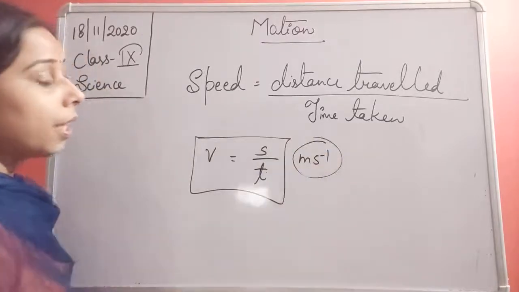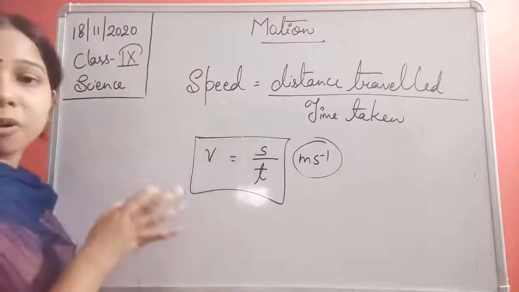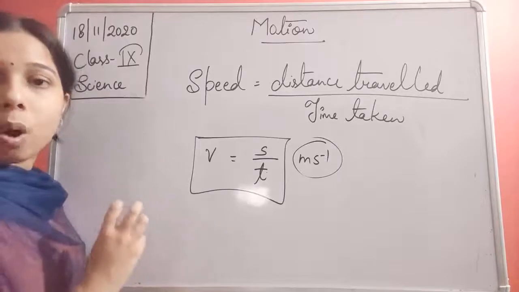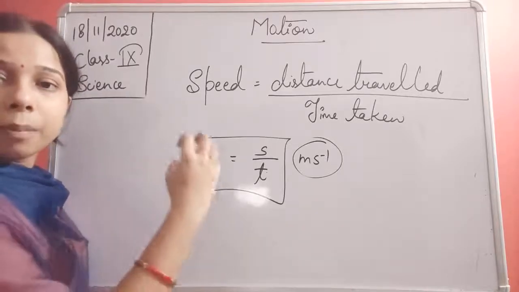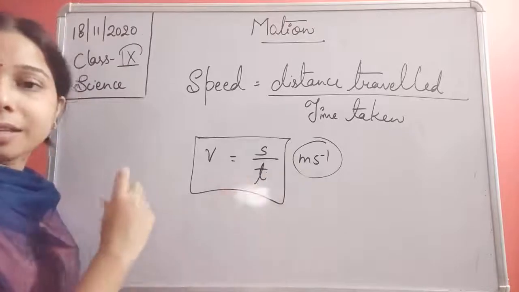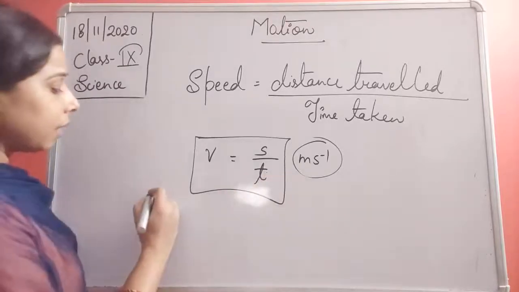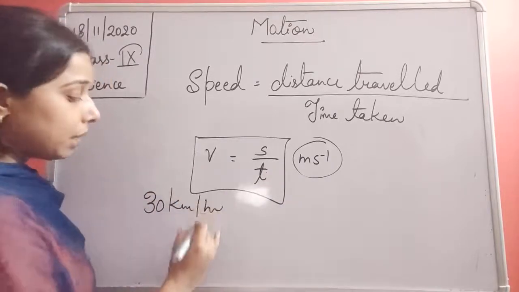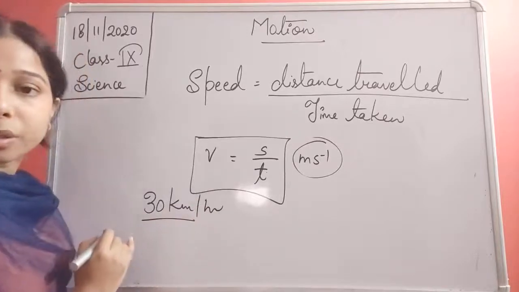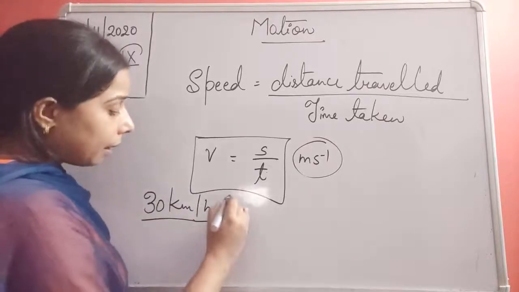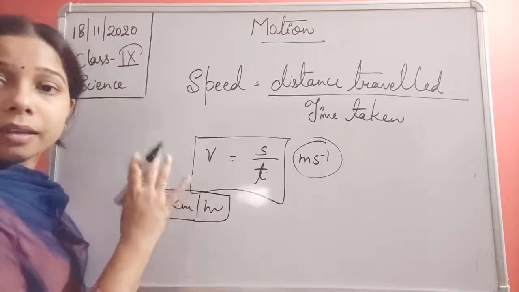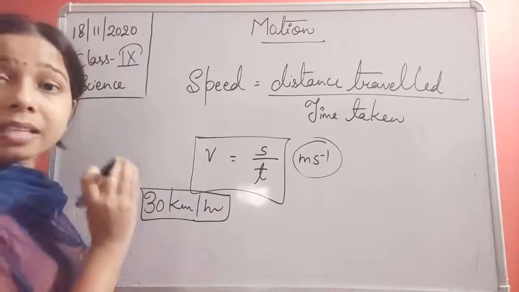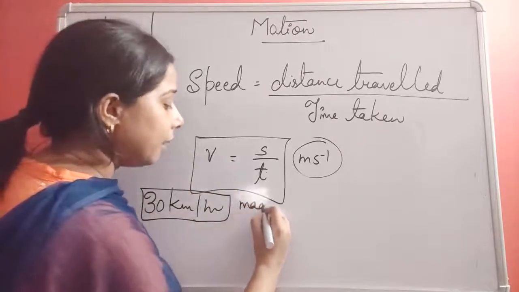Now you see students, if we are saying the speed of a body, what does that mean? It means we are talking about any object which is traveling a particular distance per unit time. If I say that a car is moving at 30 kilometer per hour, it means in 1 hour it is traveling 30 kilometer. So by this value we get the speed of the car. This value explains the magnitude only.